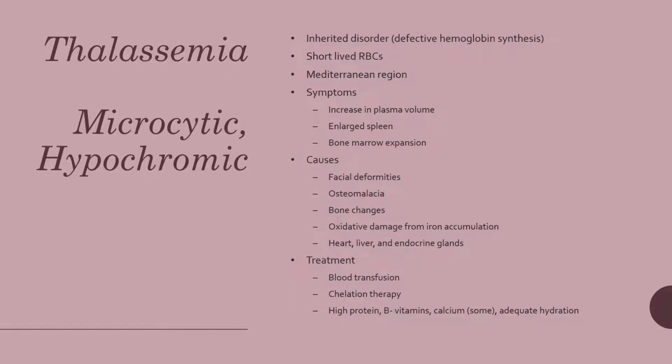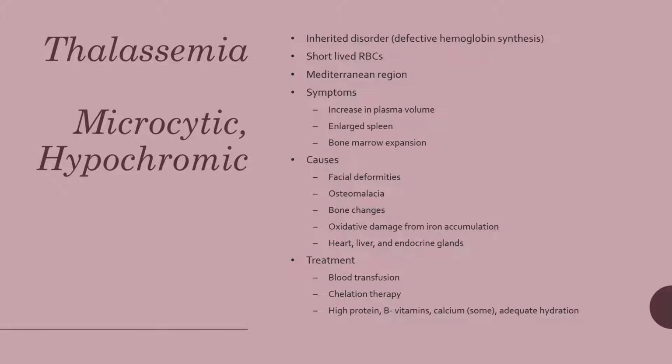Thalassemia is a rare genetically based, inherited disorder, and it results in a defective hemoglobin synthesis. So we wind up with, again, a red blood cell that doesn't even begin to live its normal 120 days. This is a genetic issue that originated, at least primarily, through the Mediterranean regions of the world. The symptoms are an increase in plasma volume and enlarged spleen. And then the bone marrow will attempt to compensate by actually expanding beyond its normal confines within the bone.